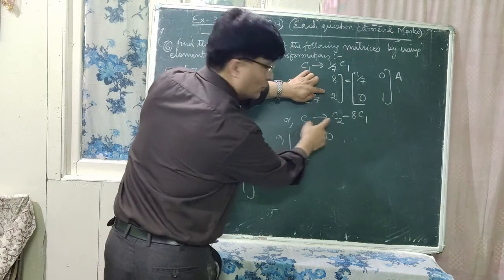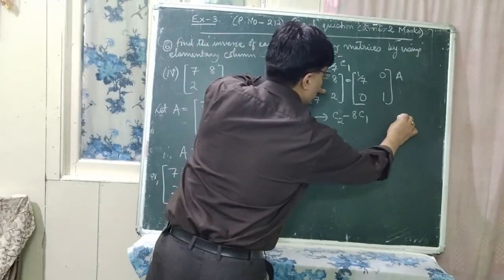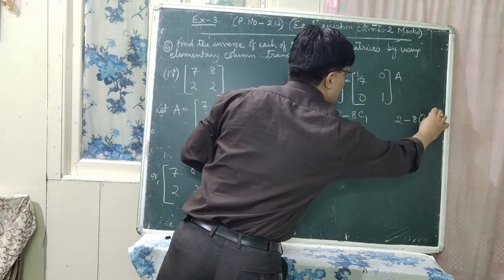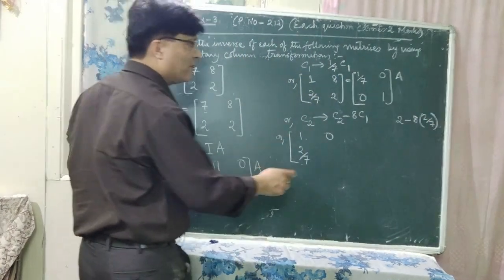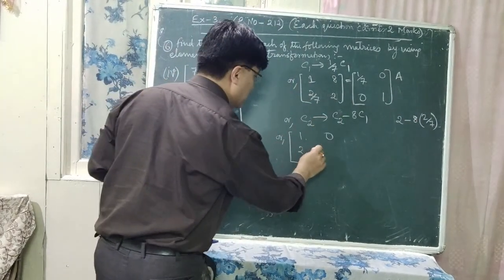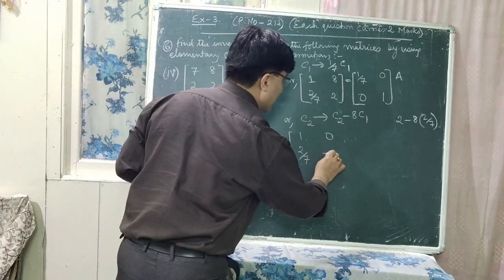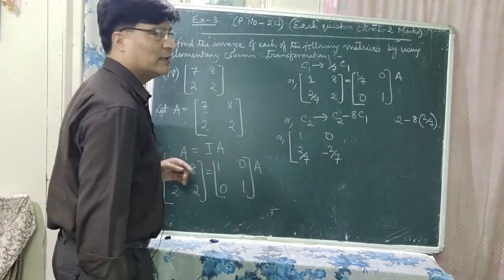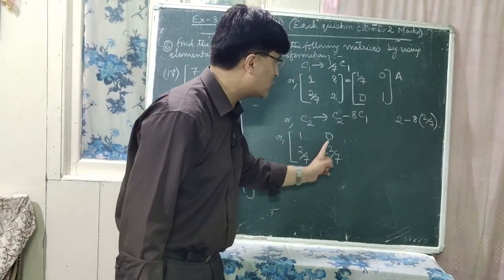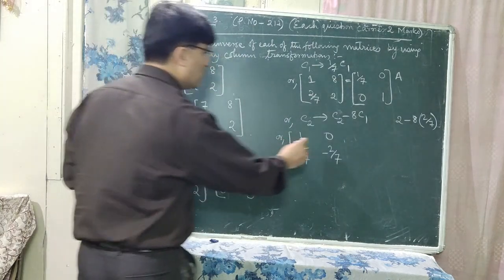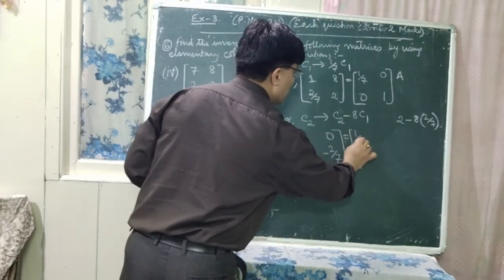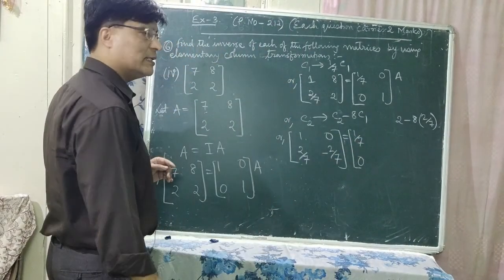Next one is now C2. Instead of C2 you should write 2. 2 minus 8 into what is C1? 2 by 7. Right? Now simplify it. 7 2s are 14 minus 16. This will be minus 2 by 7, right? 2 minus 16 by 7. 7 2s are 14, 14 minus 16 is minus 2 upon 7. That means column 2 is changed. Now column 1 remains same here, that is 1 upon 7, 0, right?